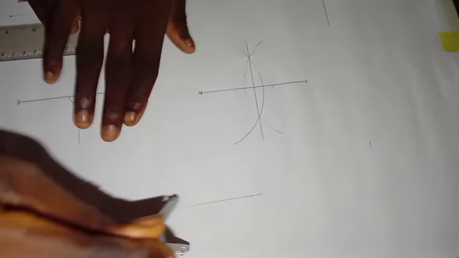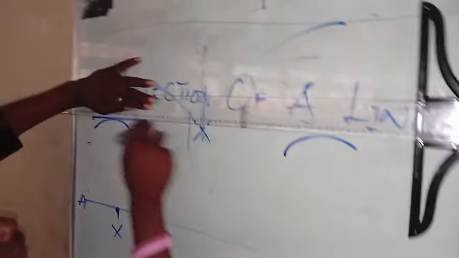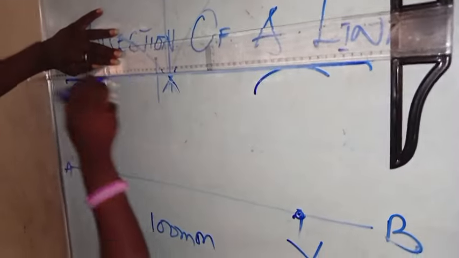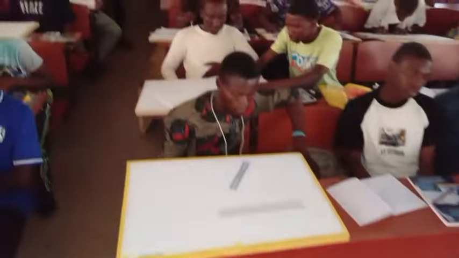Now, take your ruler and join the tops of both arcs together. When you do that, you have produced a parallel line at a distance of 40 millimeters from line AB. Am I clear on that? That's very, very simple.